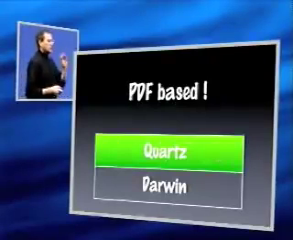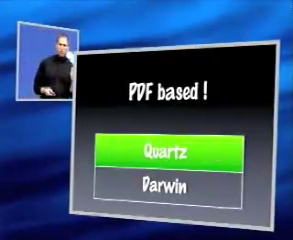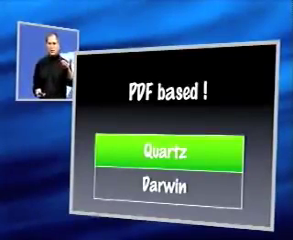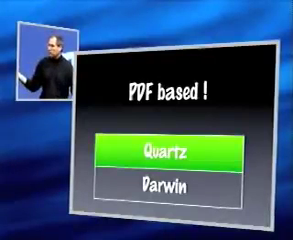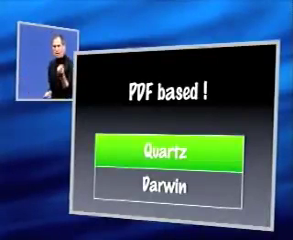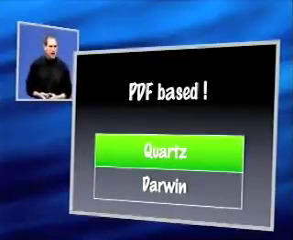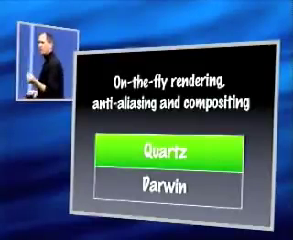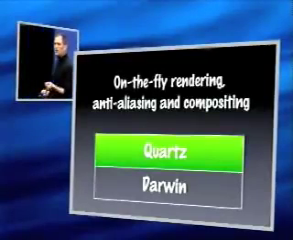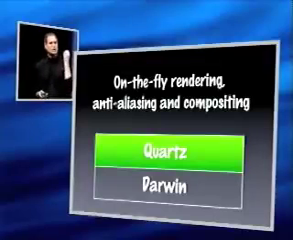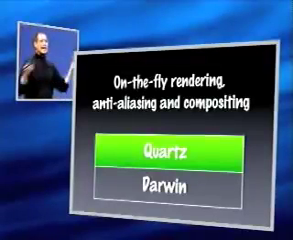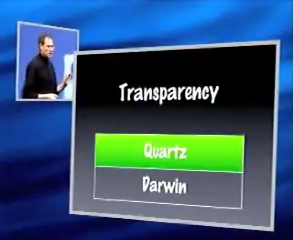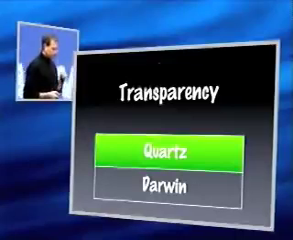So let's take a look at Quartz. Quartz is PDF-based. What does that mean? You know when you go to the web and you see PDF documents, and you read them with Acrobat, this great technology invented by Adobe? Well, that technology is now at the core of Mac OS X's graphics. So you can image PDFs instantly. We have on-the-fly PDF rendering, anti-aliasing, and compositing, which will blow you away, built at the core of the OS. So now all applications get this for free. And we have built-in transparency into the model. And I'll show you that in a few minutes.